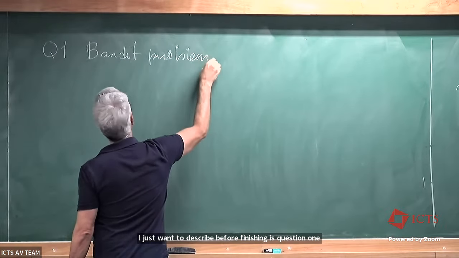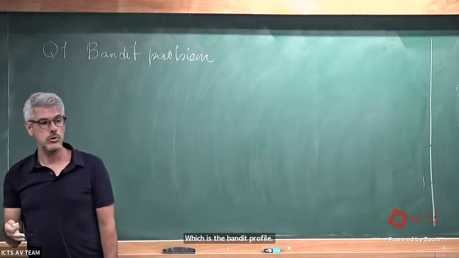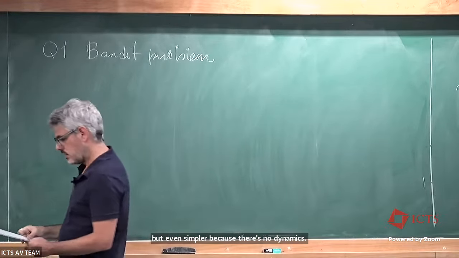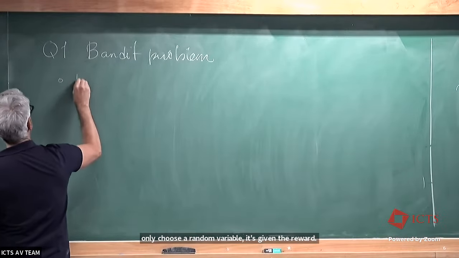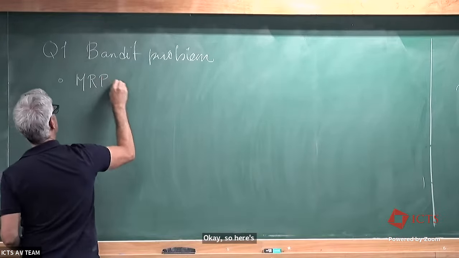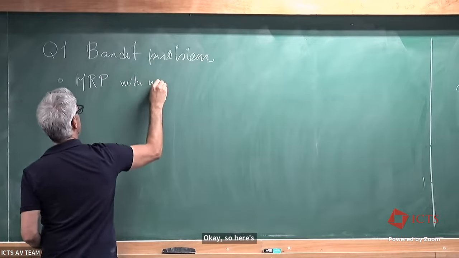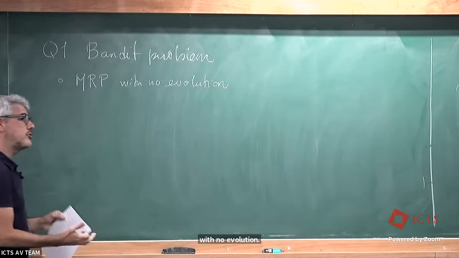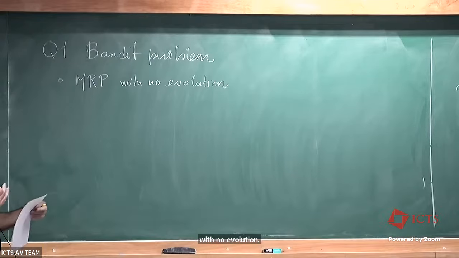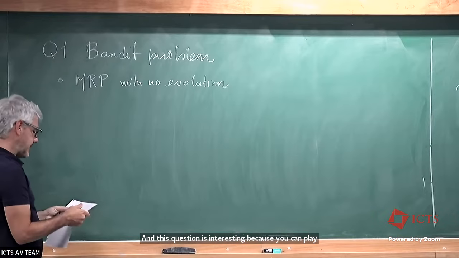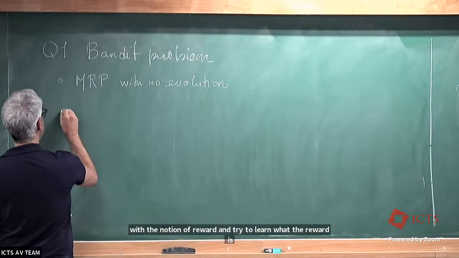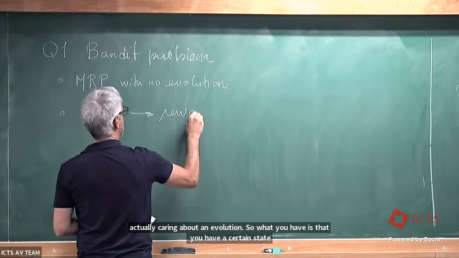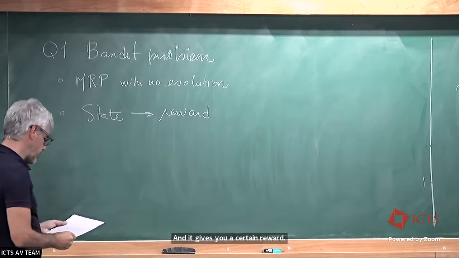The bandit problem is like a Markov reward process, but even simpler, because there's no dynamics. You only choose a random variable and it's given a reward. So here it's a Markov reward process with no evolution. This question is interesting because you can play with the notion of reward and try to learn what the reward is without actually caring about an evolution. You have a certain state and it gives you a certain reward. I'll explain the name bandit problem in a minute.